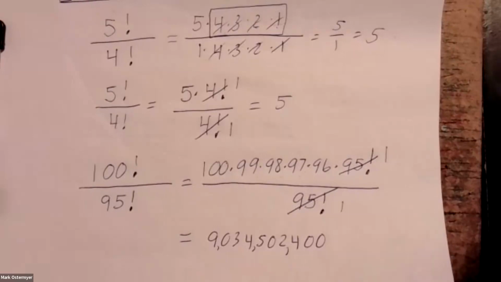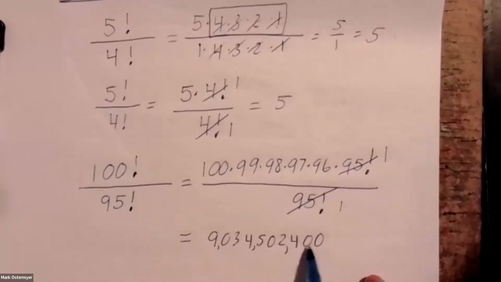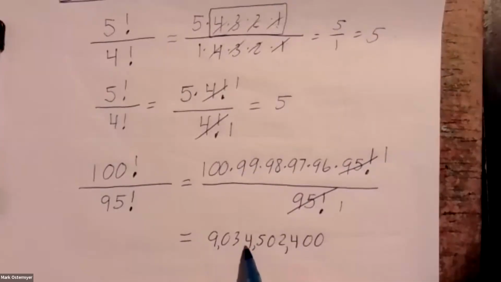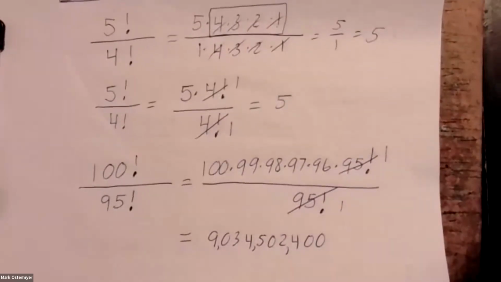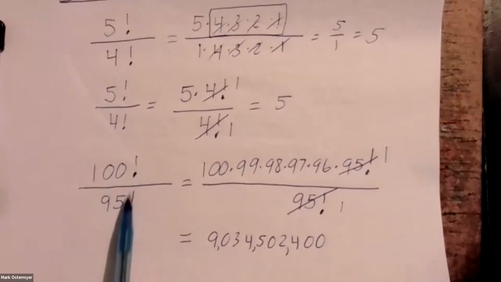I put the commas in for readability purposes. Ones, tens, hundreds, thousands, 10,000s, 100,000s, millions, 10 millions, 100 millions. What place is this? Billions. 9 billion, 34 million, 502,400. Okay, that would be equivalent to 100 factorial divided by 95 factorial.